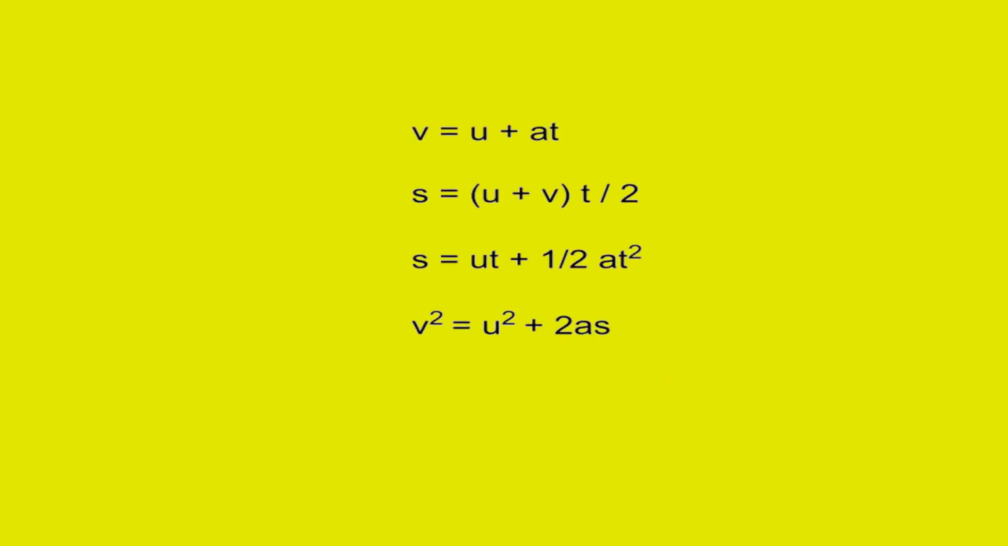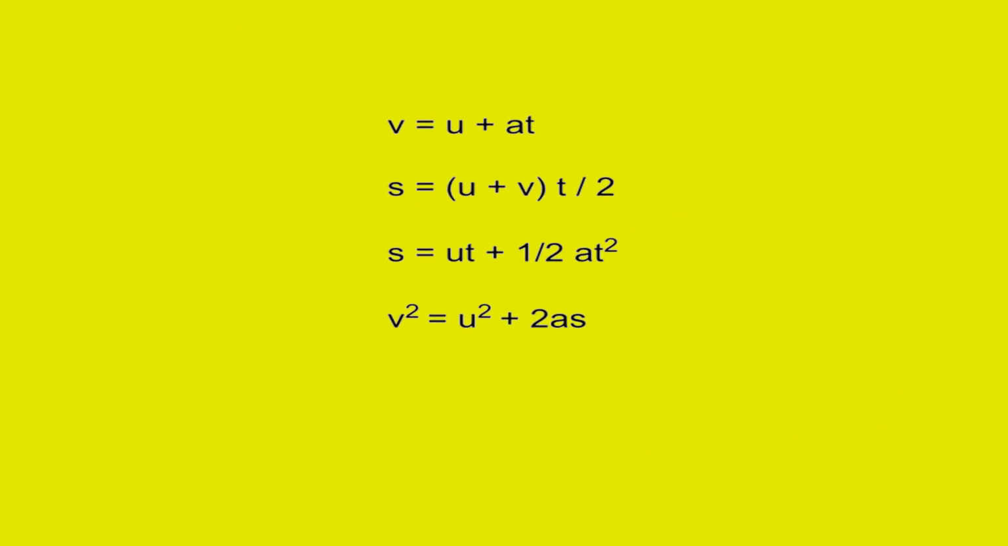So to sum up, here we have the four Suvat equations. Firstly, we have v equals u plus at. Next, s equals u plus v times t over 2. Thirdly, s equals ut plus a half at squared. And finally, v squared equals u squared plus 2as. These are the four Suvat equations, and in the next video I will explain how they are used to calculate the motion of projectiles, particles, whatever it is. You can use these to calculate their speeds and accelerations and so forth.